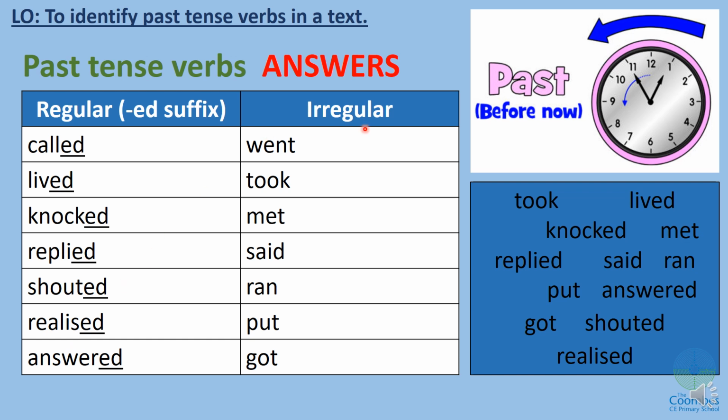And now we're going to look at the irregular ones, which are trickier to know that they're past tense verbs because they don't have the ed suffix. But here are the ones we've looked at. So went, took, met, said, ran, put, and got. Well done if you got those correct as well.